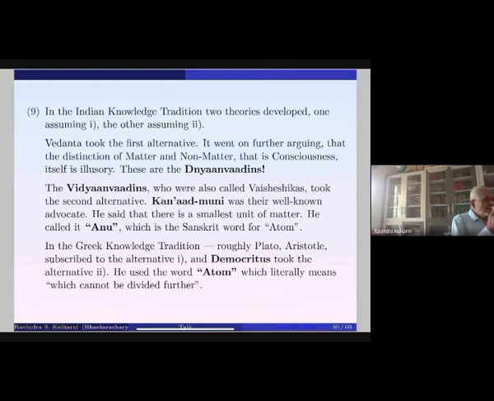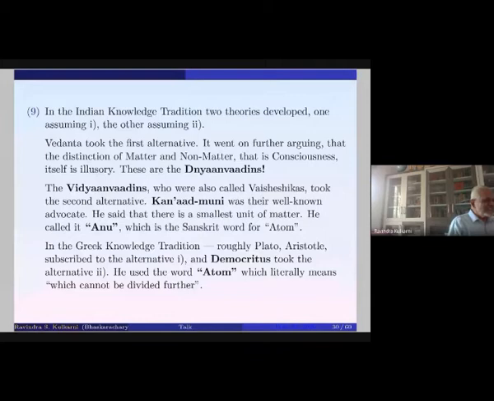Now, in the Indian knowledge system, two traditions develop, and there is a corresponding thing also in the Greek knowledge system. What we call Vedanta took the first alternative, and it went on further arguing that the distinction of matter and non-matter, that is consciousness, itself is illusory. These are the Jnanavadins. And Vijnanavadins are like the Vaisheshikas, and Kanada was the exponent of this Anuvada.